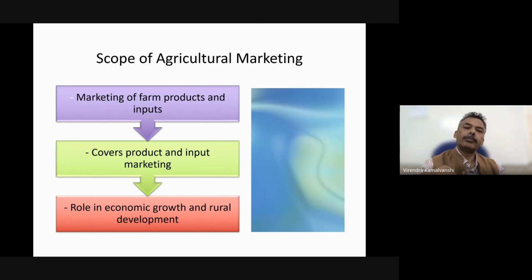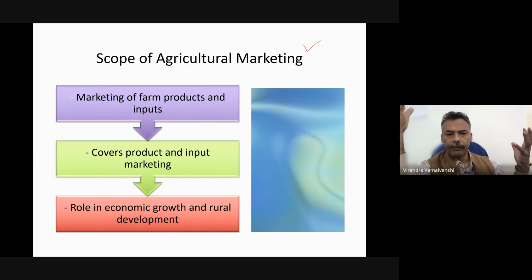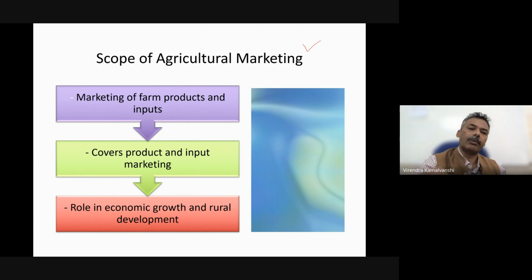What is the scope of agricultural marketing? Agricultural marketing not only includes these products, it also includes input marketing. Inputs like seed, fertilizer, pesticide, implements. So there is a huge market of farm inputs that we require.